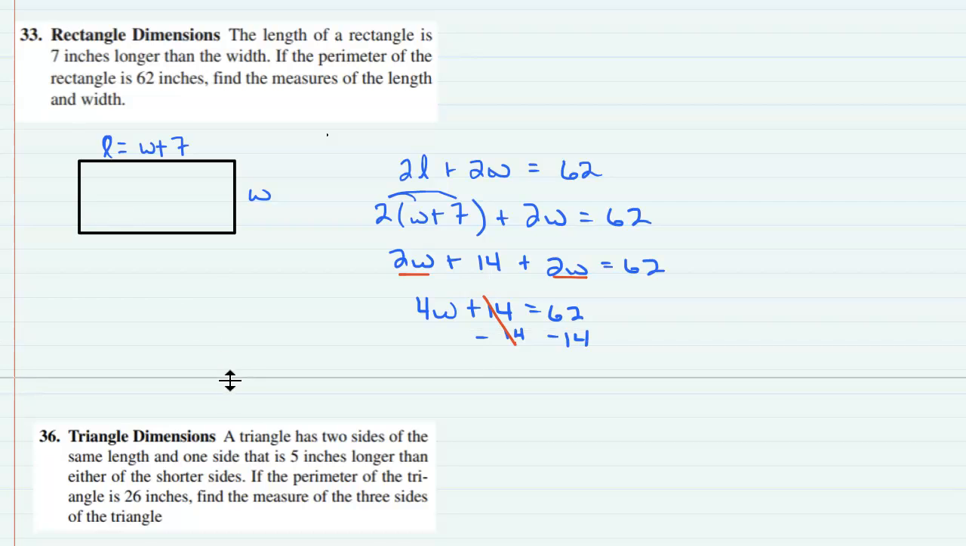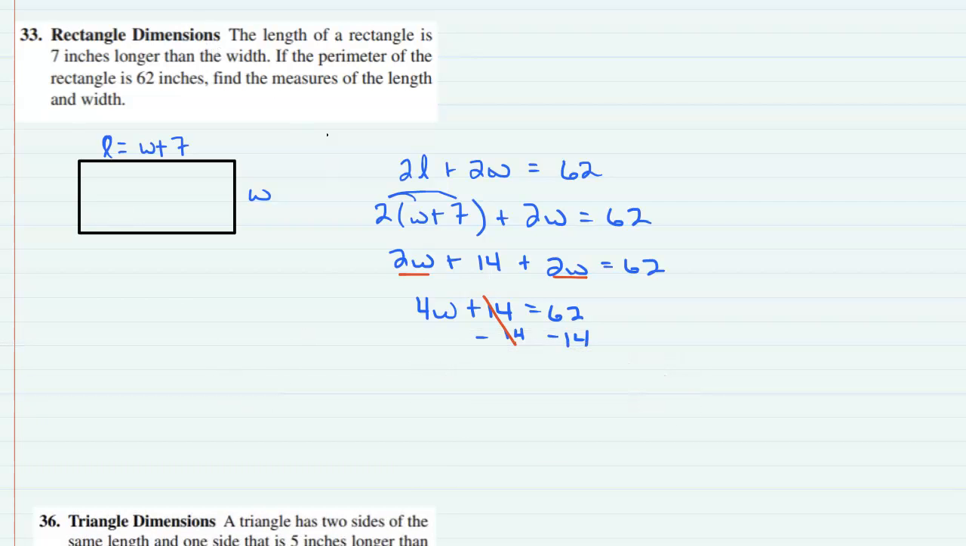I'm going to give myself a little more room here. And so now we're going to subtract 62 minus 14. So we get 4W equals 62 minus 14. So that is going to give us 48. When we take 62 minus 14, we get 48. Now we have 4W equals 48. We need the W alone. The only way to get rid of that 4 is to divide it out.